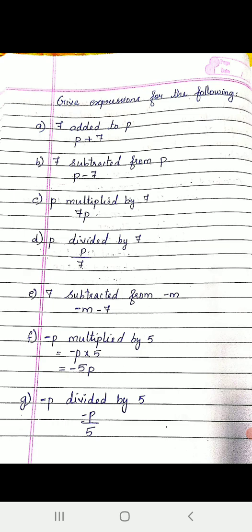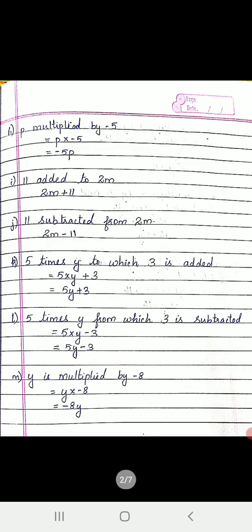7 subtracted from minus M. So from minus M we are subtracting 7. So minus M minus 7. Minus P multiplied by 5. So here you see minus P multiplication means into 5. While writing minus into plus will be minus 5P. Okay, the number is put front. Minus P divided by 5. So minus P by 5. This is a simple way of writing.